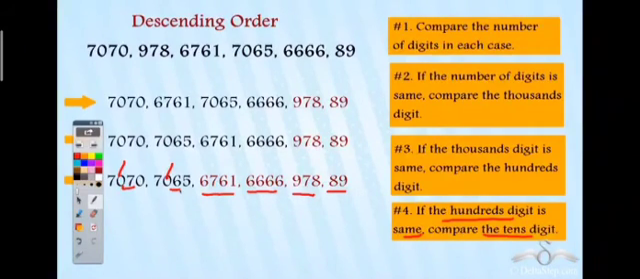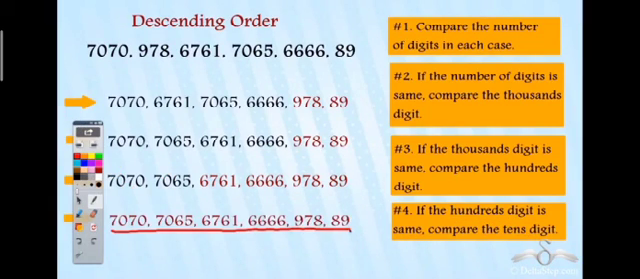So 7070 will be the greatest number. After that 7065, then 6761, then 6666, after that 970, and then 89. So we have successfully arranged these numbers in descending order. That means from biggest to smallest.